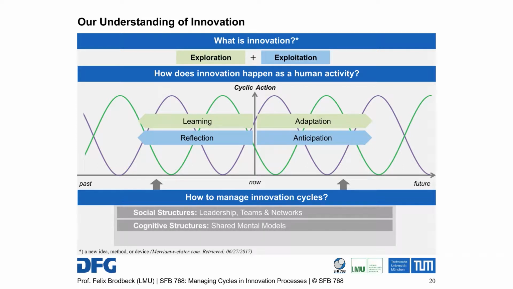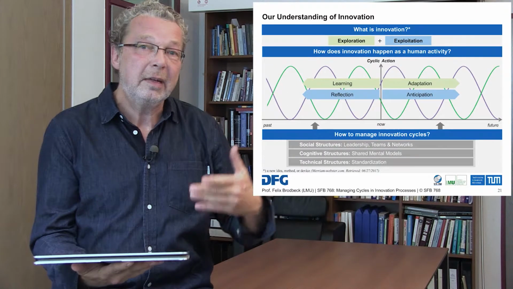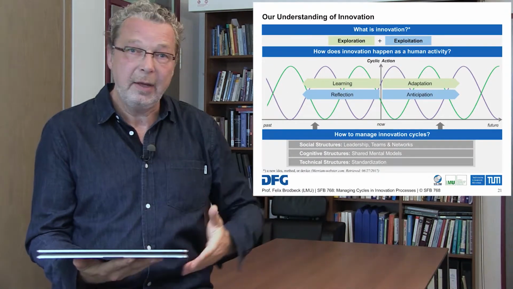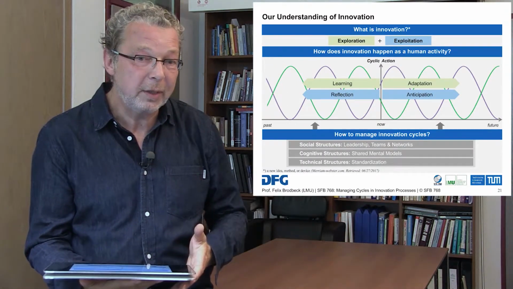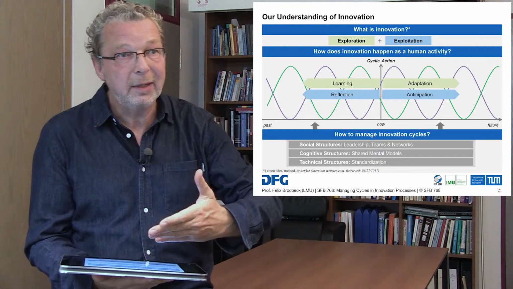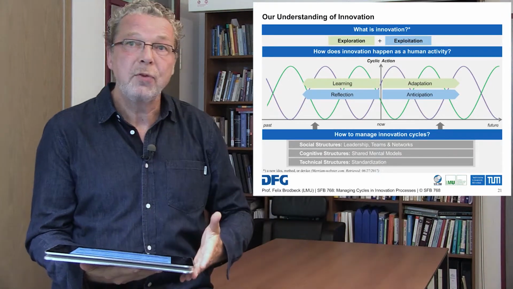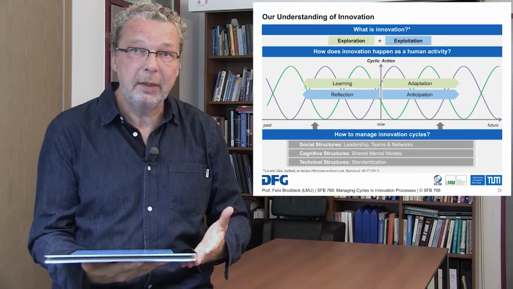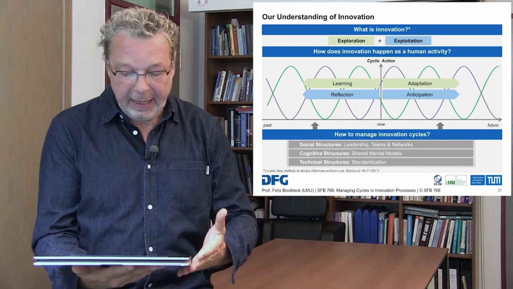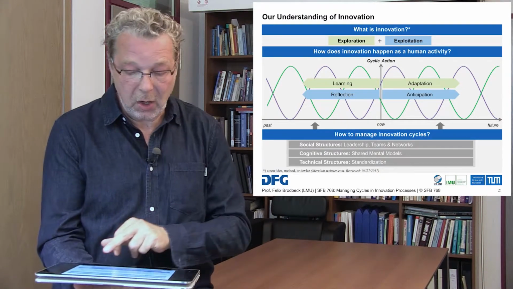The next is cognitive structures. What do people think? What motivates them? What goals do they anticipate? And here in particular, we look at shared mental models. And third, we look at technical structures. This is what people have invented. Certain technologies, norms, but also devices, technical equipment, things that structure the work process and the organization. And we look at it from a work and organizational psychology viewpoint.